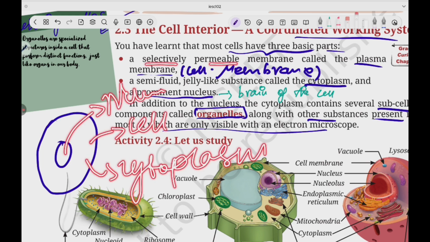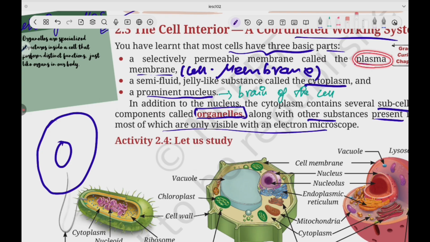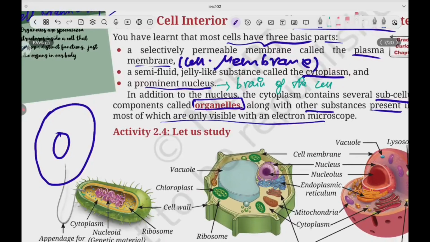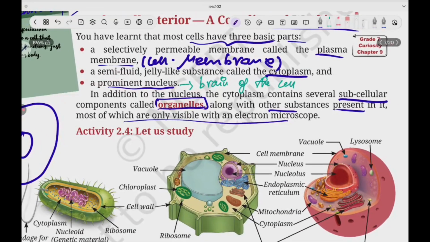A selectively permeable membrane called the plasma membrane, it is also called the cell membrane. A semi-fluid jelly-like substance called cytoplasm. In the cytoplasm only, the cell organelles are actually embedded. Then the third is a prominent nucleus. In addition to the nucleus, the cytoplasm contains several subcellular components called organelles.